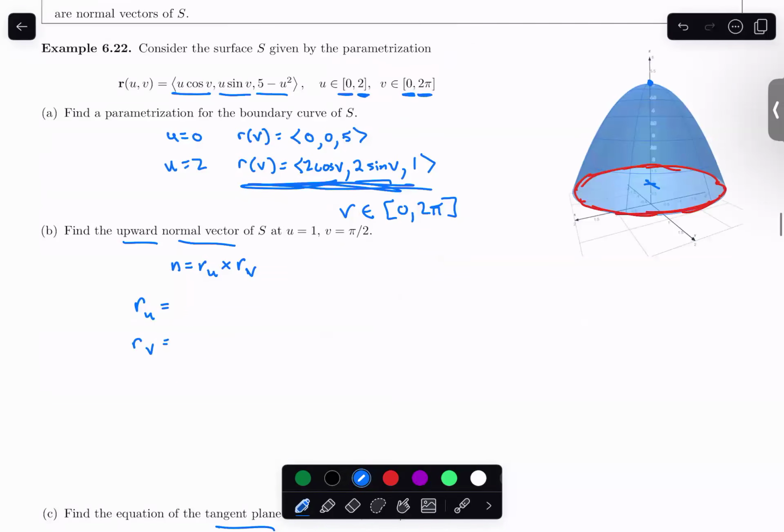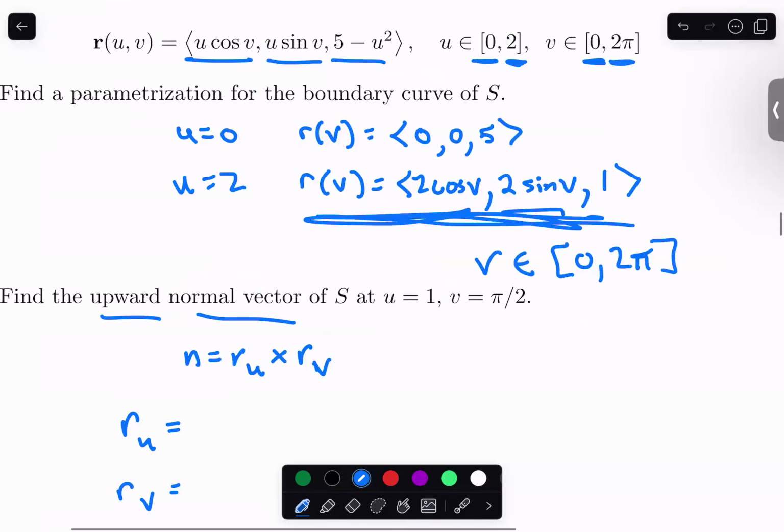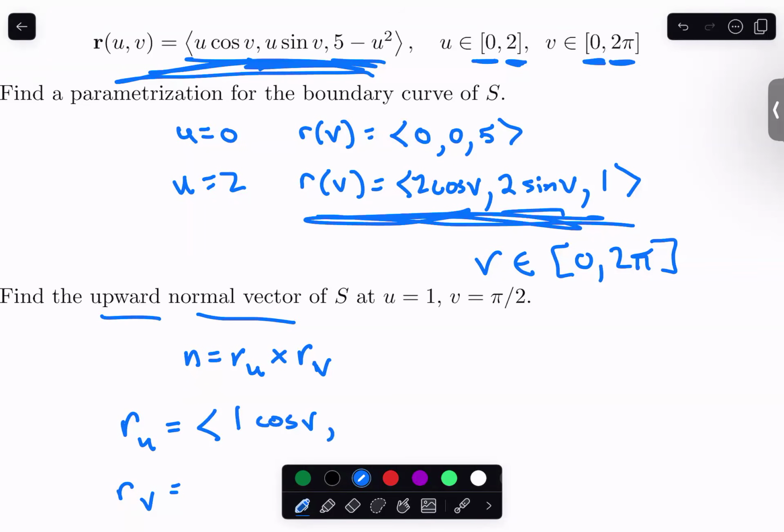I need to take a partial derivative first with respect to u. I'm looking at my parameterization, and I'm thinking about taking a partial derivative with respect to u, and that means that v is constant, right? So if I take the derivative with respect to u, I'm going to have 1 cosine v. Here I'm going to have 1 sine v. And here I'm going to have negative 2u. So there's my partial derivative with respect to u.